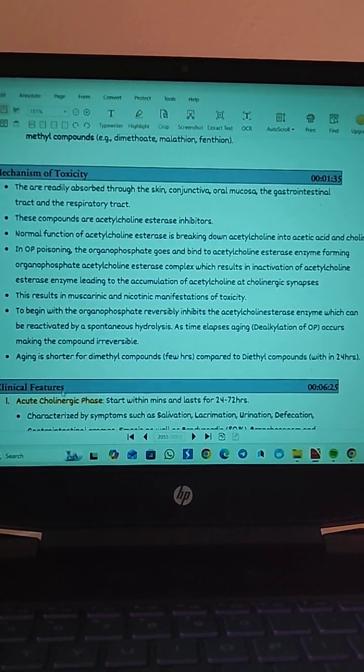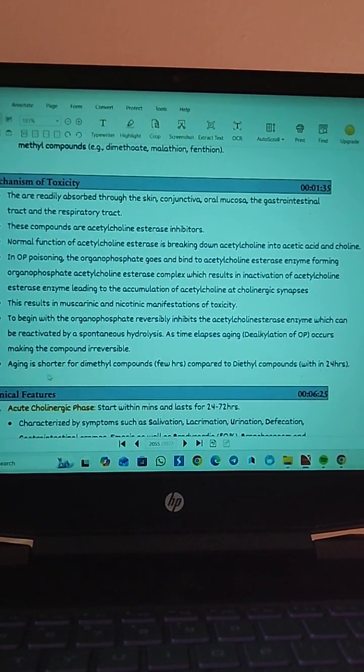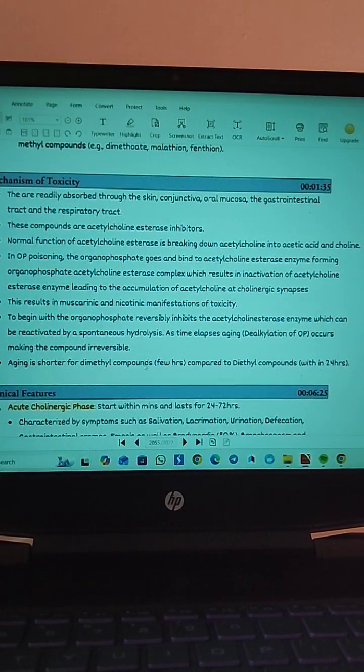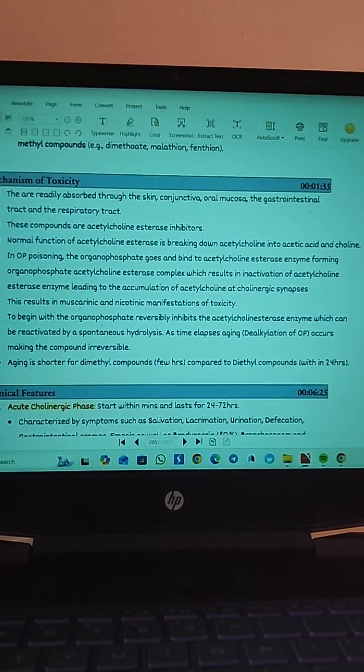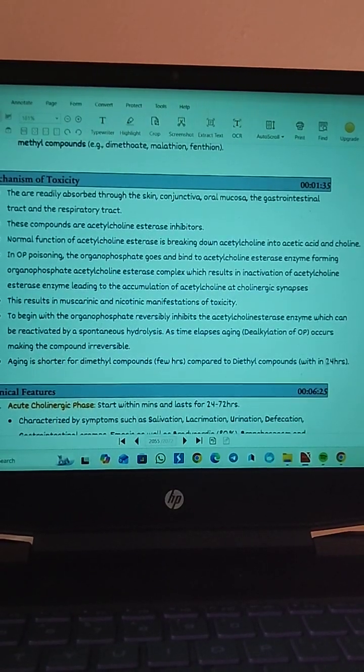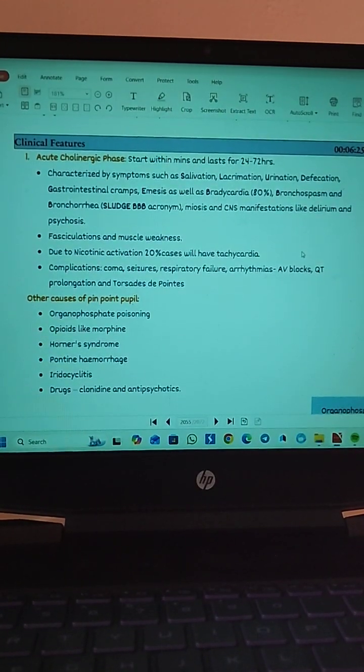While comparing the aging, for dimethyl compounds aging is shorter, occurring within a few hours, compared to diethyl compounds, where aging occurs within 24 hours. Okay, so next is the clinical features.